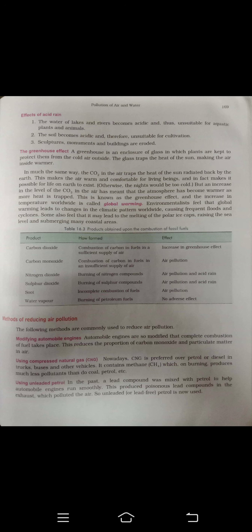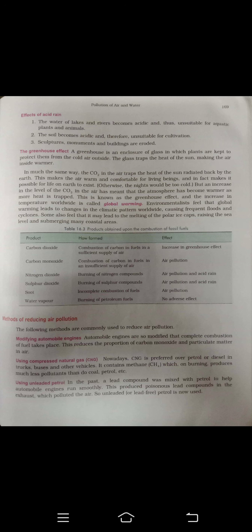Next we will study about the methods of reducing air pollution. Means how can we reduce air pollution? The following methods are commonly used to reduce air pollution. Modifying automobile engines. The automobile engines are so modified that complete combustion of fuel takes place. This reduces the portion of carbon monoxide and particulate matter in the air. Portion means a little bit is reduced.